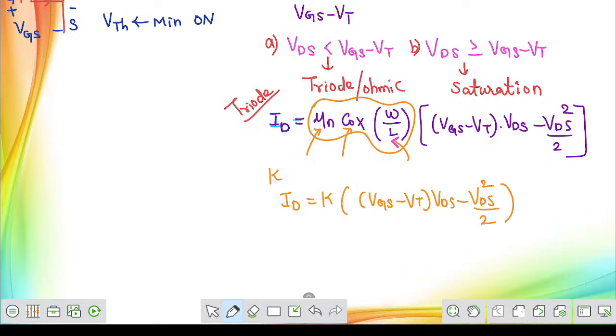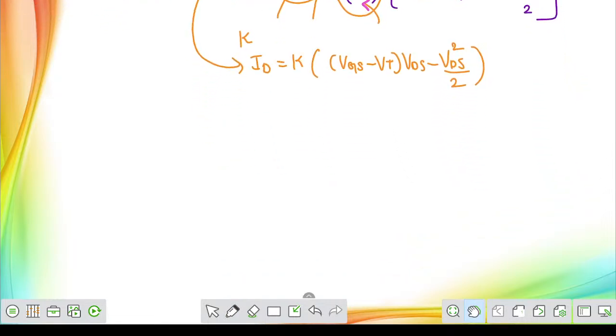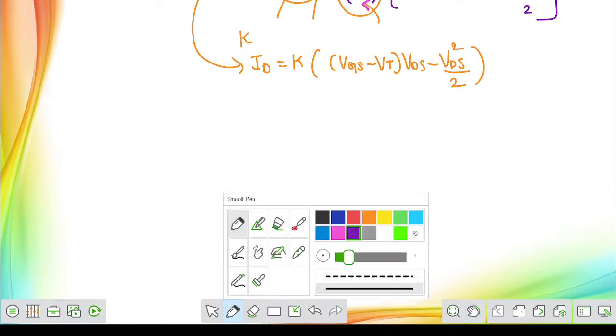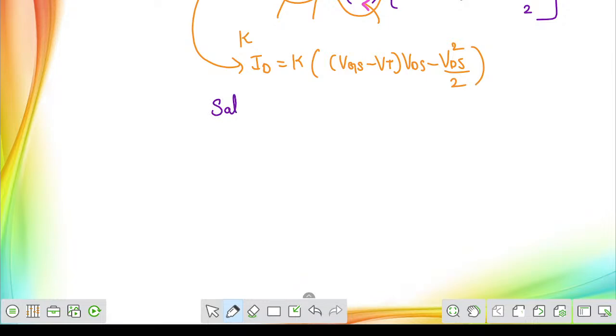That is the formula. This is the formula that you have to use for the triode region. Now, when we are entering into the saturation region, what will happen, sir? I will tell you. When we are entering into the saturation region, the formula will be different. We know in the saturation region, the minimum expected voltage is VGS minus VT equal to VDS. That is the minimum point. Further, VDS will be greater than VGS minus VT.